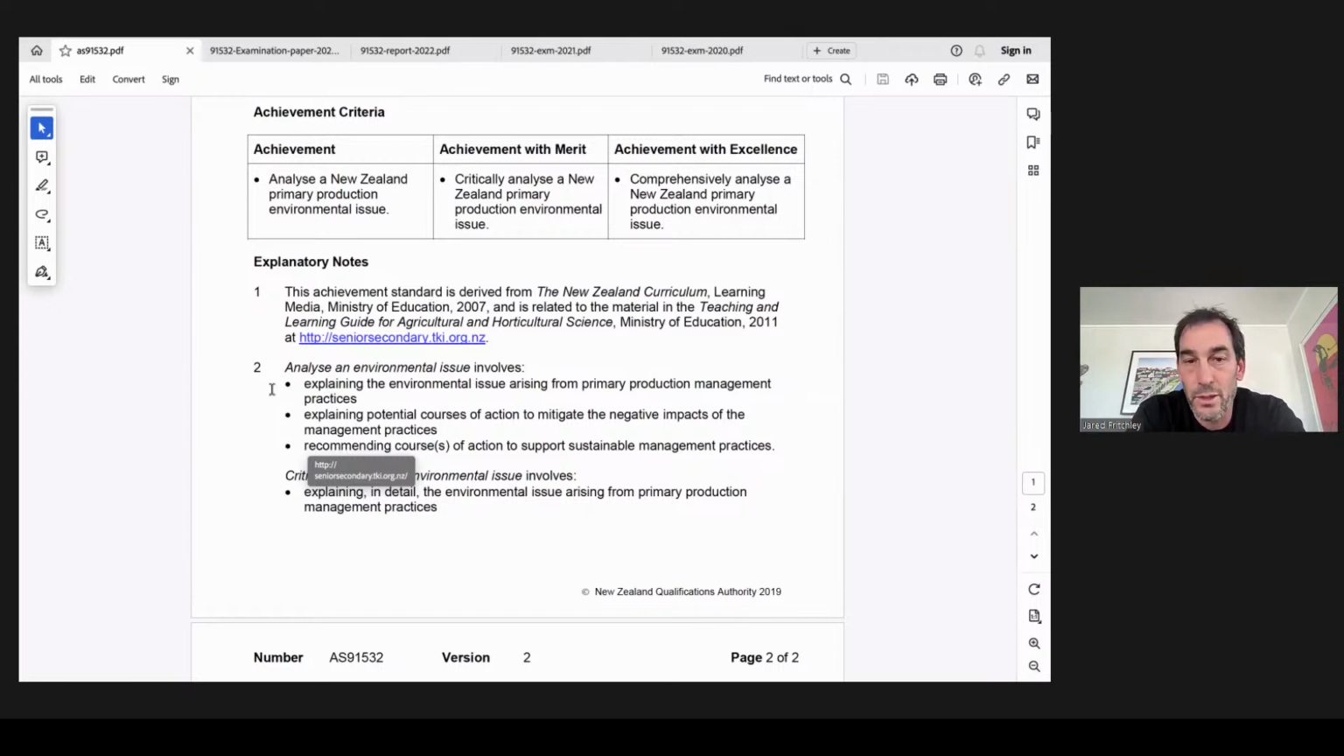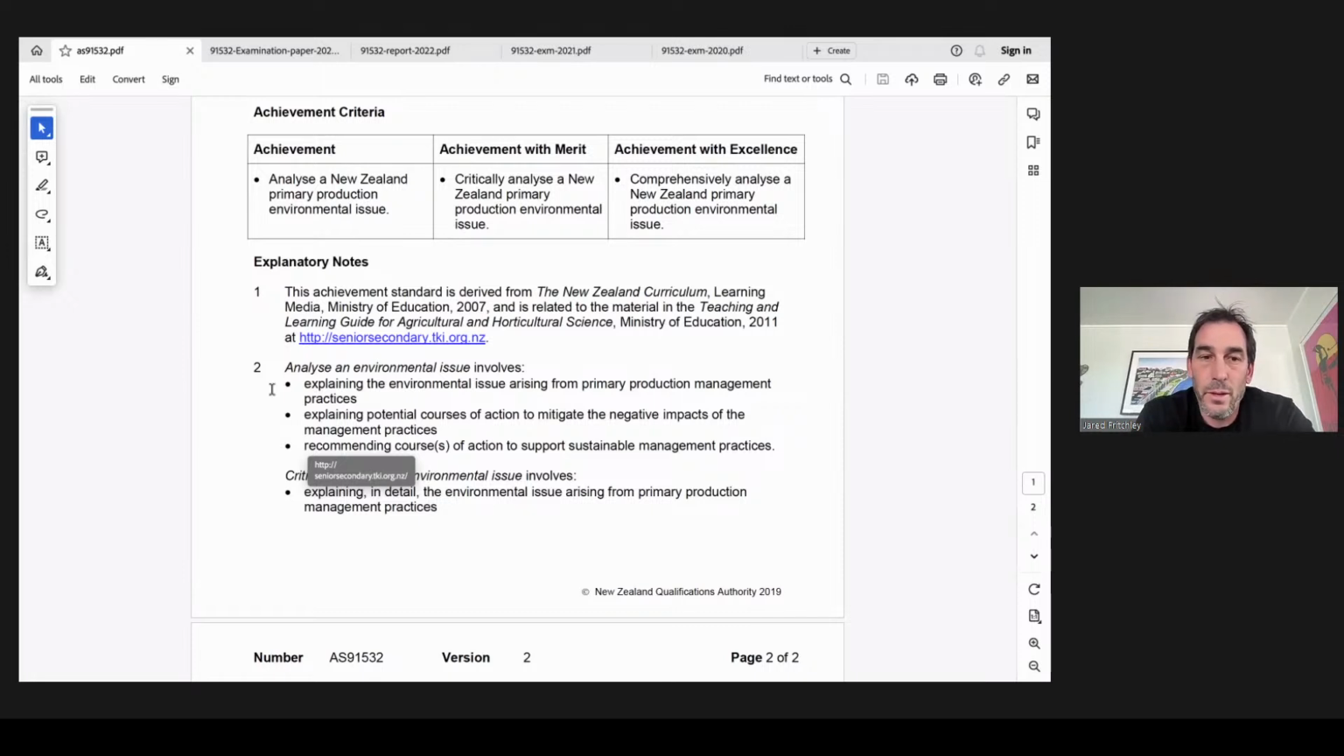Now, if you've chosen to look at dairy farming or sheep and beef farming, then you're probably going to be talking about the greenhouse gases that are emitted from perhaps the ruminant animals on your system, where if you were talking about some kind of a crop or fruit production, your greenhouse gas emissions might be coming from the machinery that you are using on your farm system.